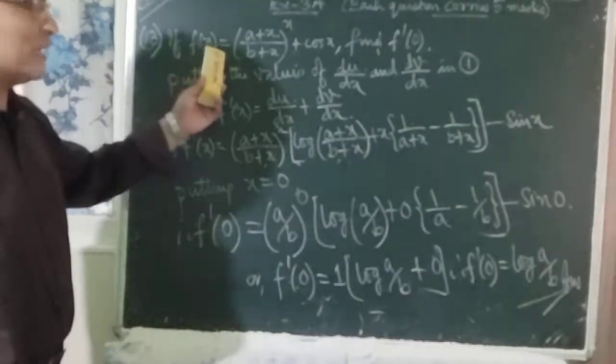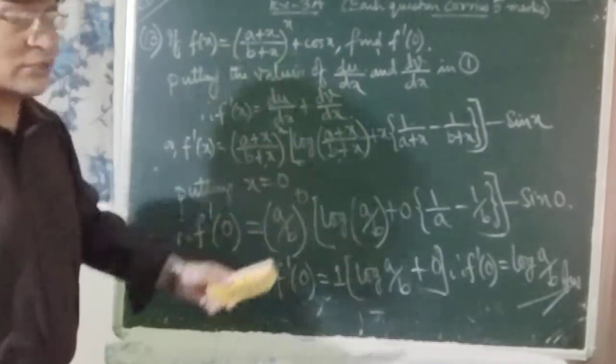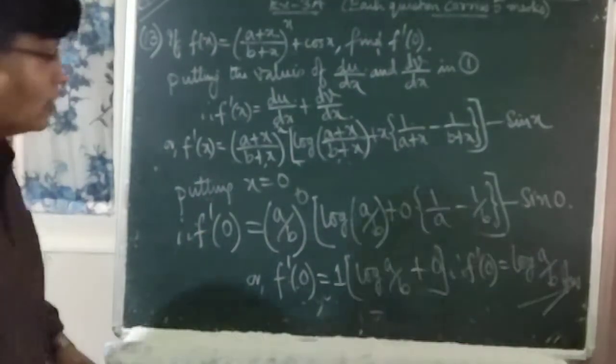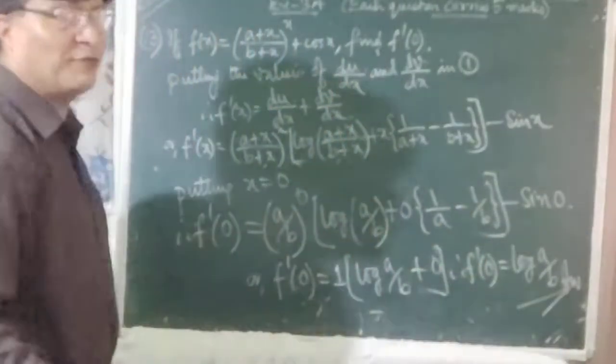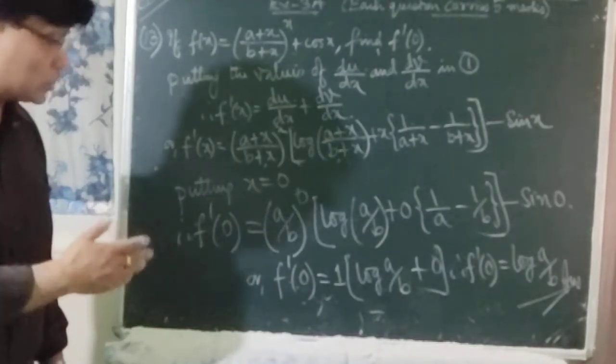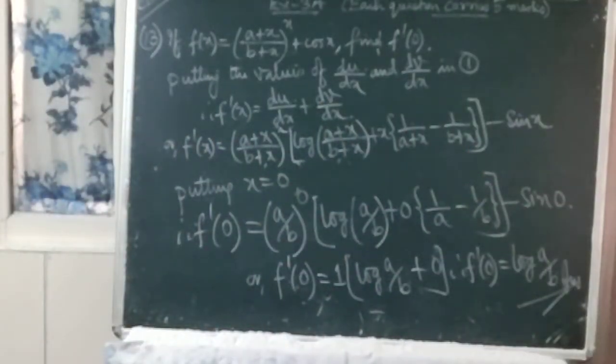So if f of x is equal to (a plus x upon b plus x) whole to the power x plus cos x, find f dash of 0. What is the value for f dash of 0? f dash of 0 is equal to log of a by b. Okay, is that clear to all of you? So you can copy it. We'll do the next question now.